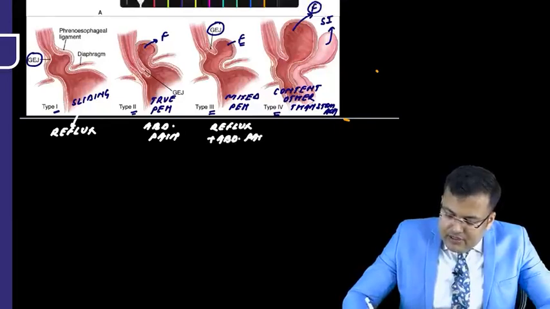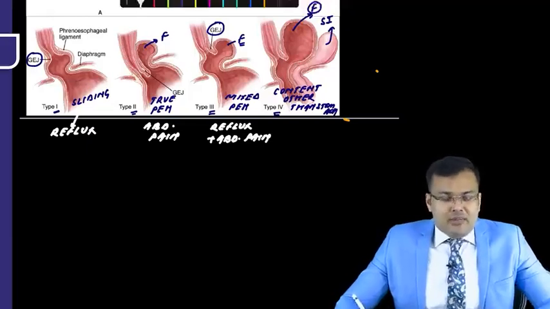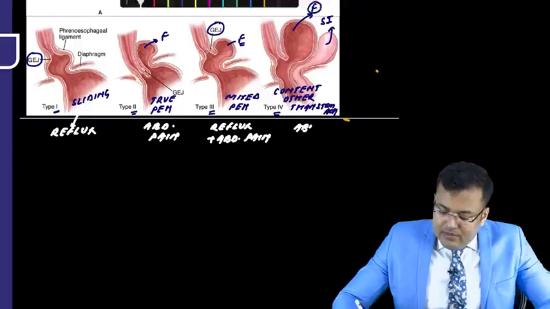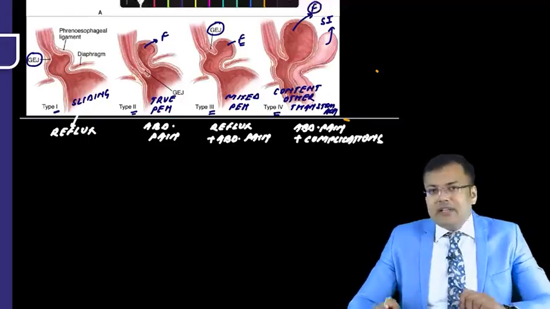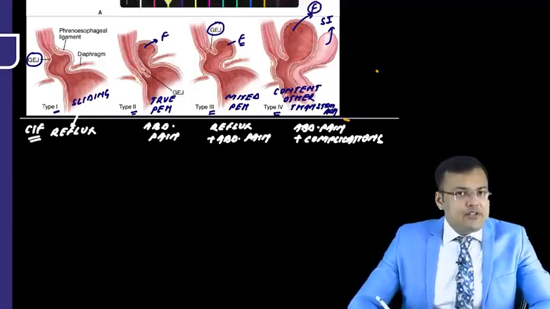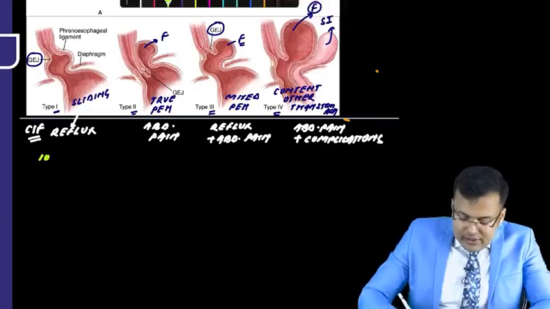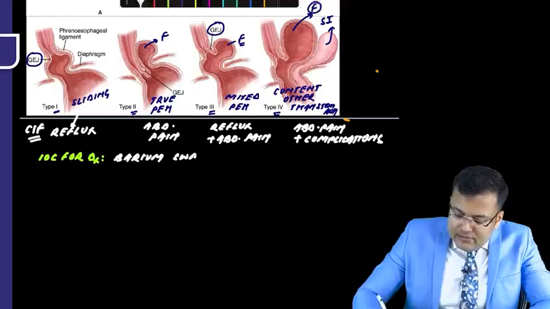And in type 4, since there is herniation of an organ other than the stomach, apart from abdominal pain there is increased risk of complications. So these are the clinical features or clinical manifestations. How to make the diagnosis? The investigation of choice for diagnosis is barium swallow.